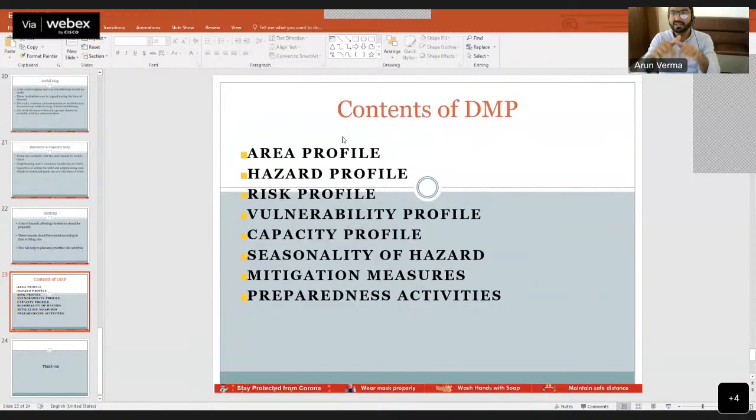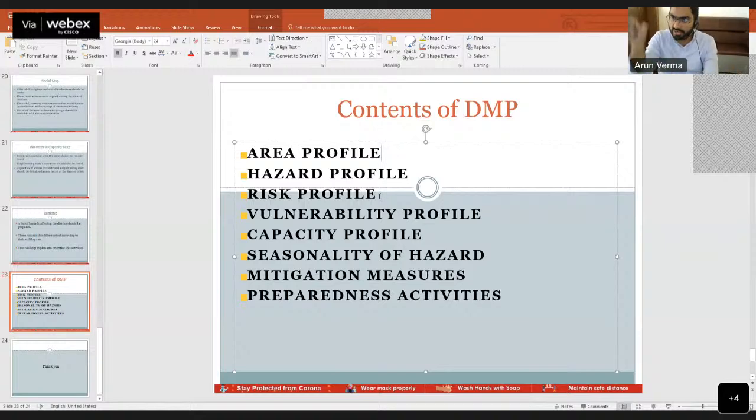And after that, when we have done all this work, we should come to a conclusion, that is called the component content of a DM plan, that is the area profile. Area profile means what are the geographical conditions of the state, or the geographical condition of a university or a department. Hazard profile, I already told you.